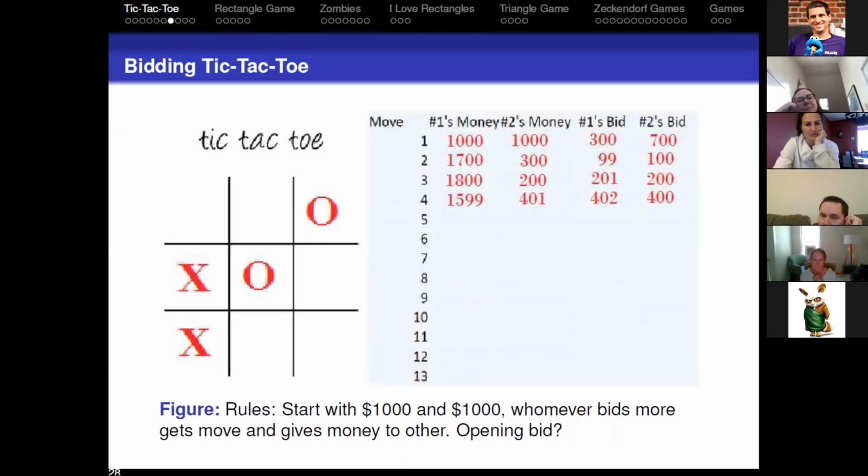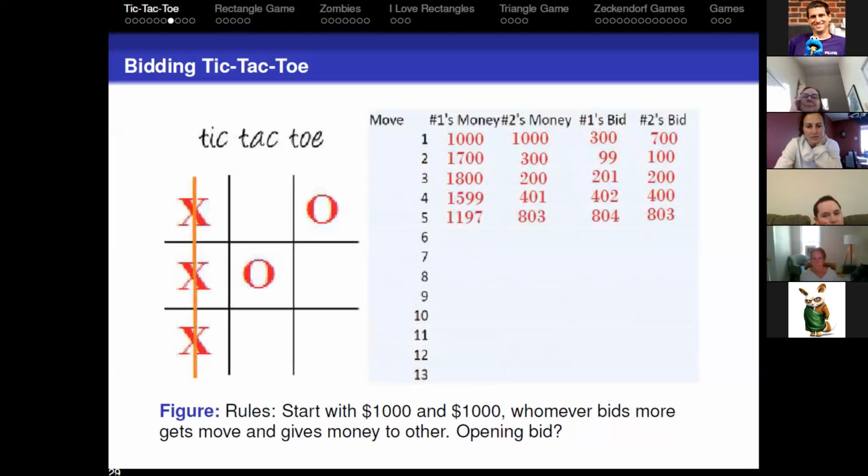402. And I just lose. And now, how much do you bid? Well, I have $802. You bid 804 and you beat me. I spent far too much money on those first 2 moves. So the question becomes, how much is that first move worth?